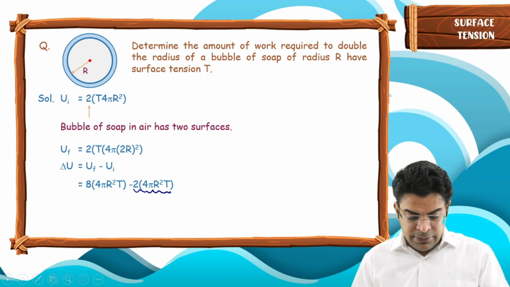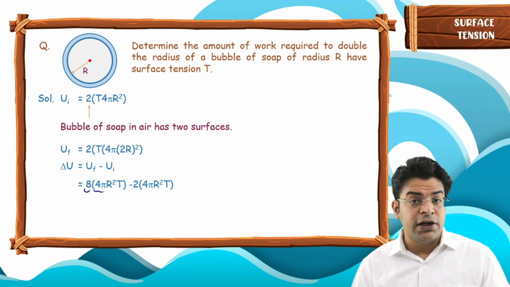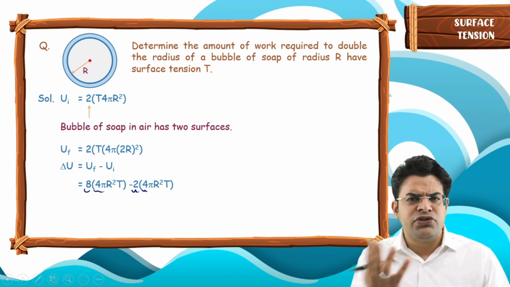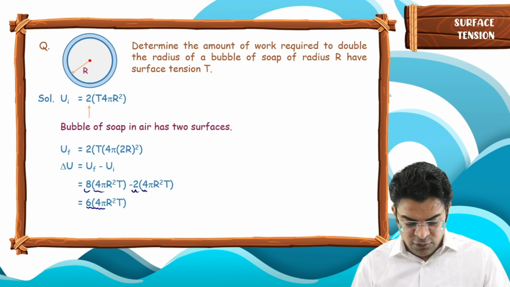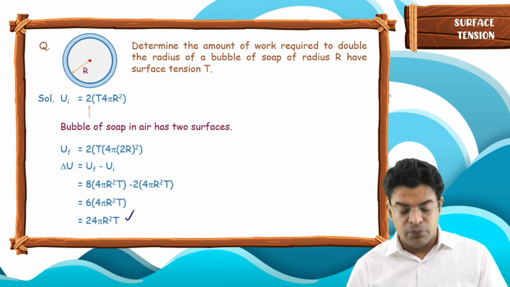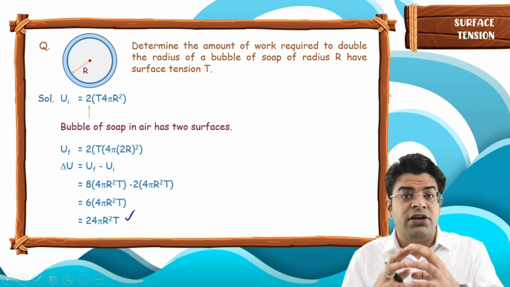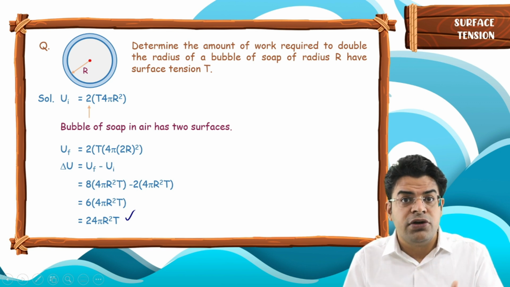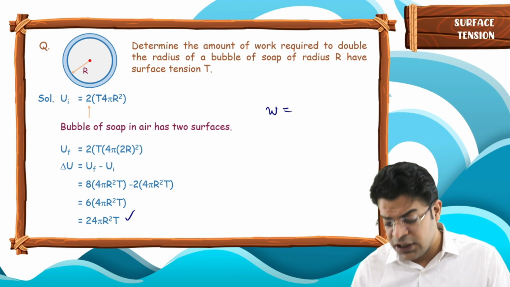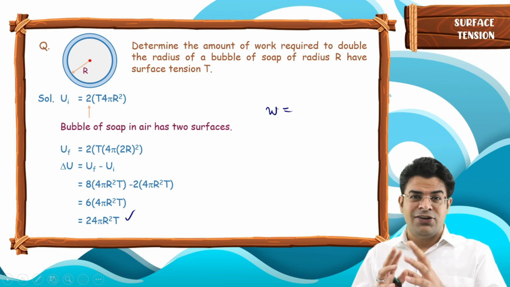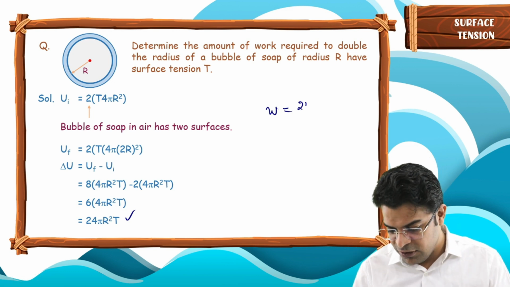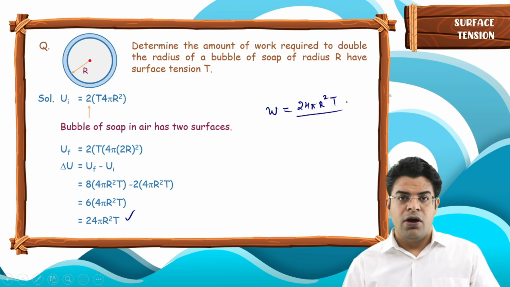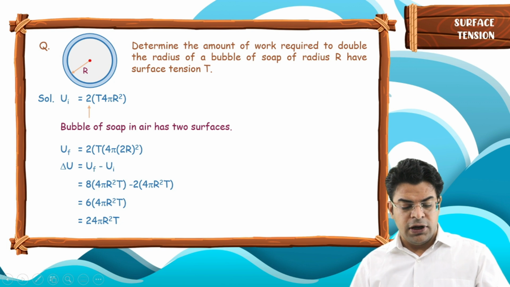When you subtract them, here you have 8 into 4, 32, minus 2 into 4, 8. 32 minus 8 gives you 24. So you get 6 into 4 pi r square t, and that gives you 24 pi r square t. So the change in surface potential energy is 24 pi r square t. So the work that is needed to be done to double the radius of this bubble is again 24 pi r square t. Okay, let's continue ahead.